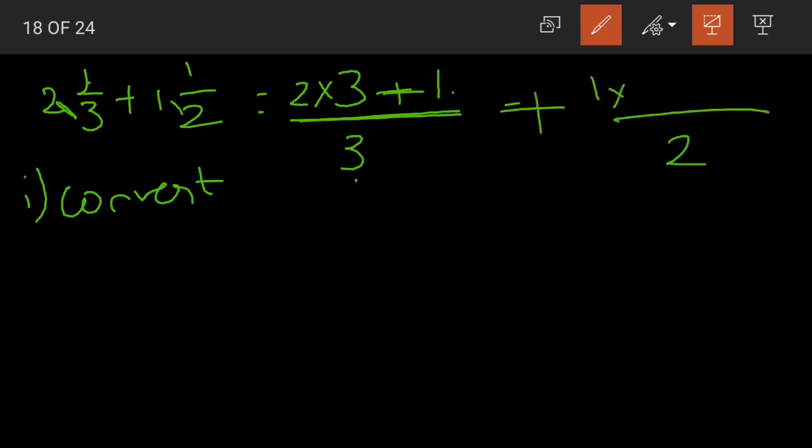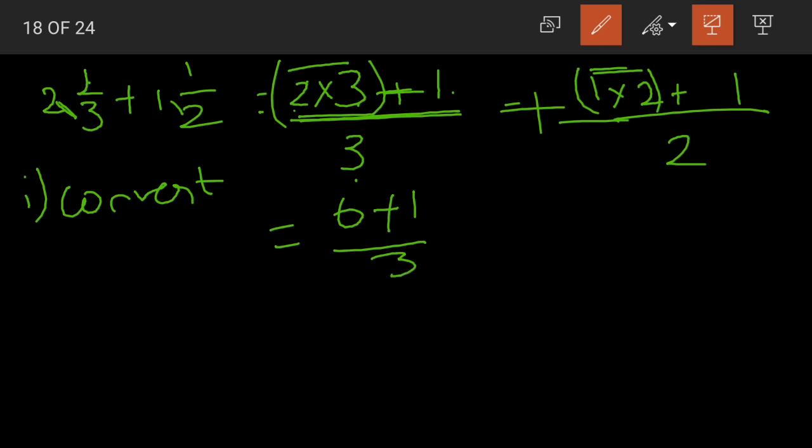Now multiply the denominator with the whole number part and then add the numerator. Let us keep the brackets, parenthesis, so that we know that we need to perform this operation first. That means first we need to multiply these two numbers and then add the product to 1. 2 3s are 6 plus 1 divided by 3 plus, now 1 2s are 2 plus 1 divided by 2.